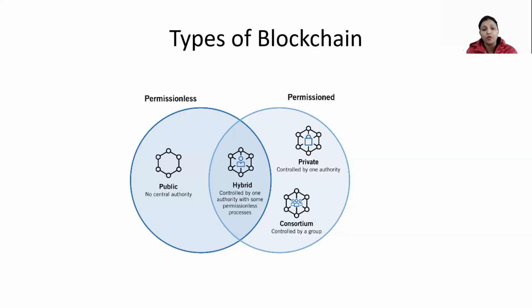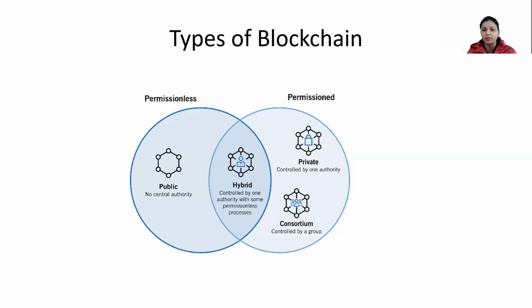Second is the consortium blockchain. In comparison to a private blockchain, where a single authority allows you to become part of the blockchain, in a consortium blockchain there is a group which will check if you are eligible for participating in that particular blockchain or not.